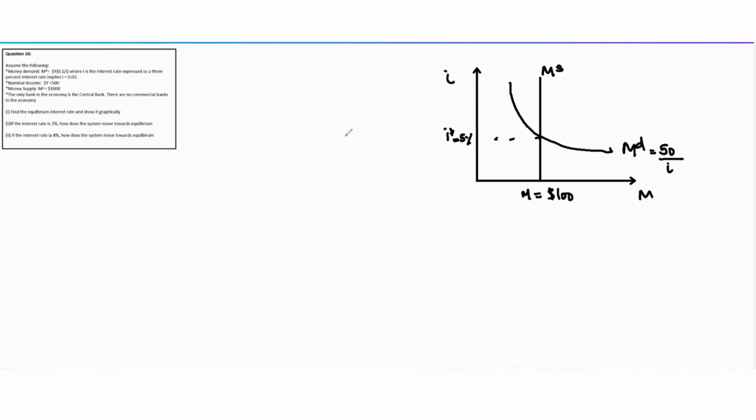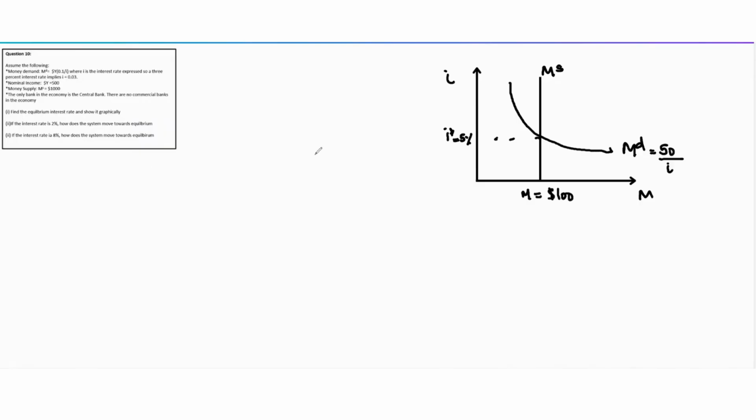We are looking at this question where we were looking at how the interest rate adjusts to correct money market disequilibrium. In the first part, we found the equilibrium interest rate and showed it graphically, and the graph is over here. Then we looked at how you move towards equilibrium if the interest rate is 2%. Now let's do it if the interest rate is 5%.